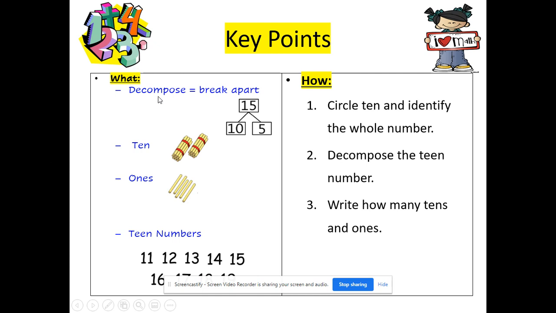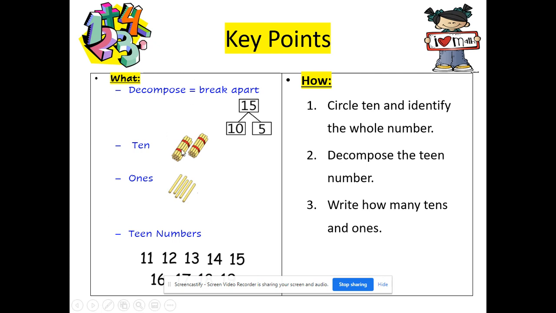Well, we need to know what decompose is. And remember, we've gone over this word, and it just means to break apart. Here, we're decomposing the teen number, 15, into 10 and 5. You've done this before. We also need to know what a 10 is, which we are going to introduce. Remember, we need to identify it as a unit.